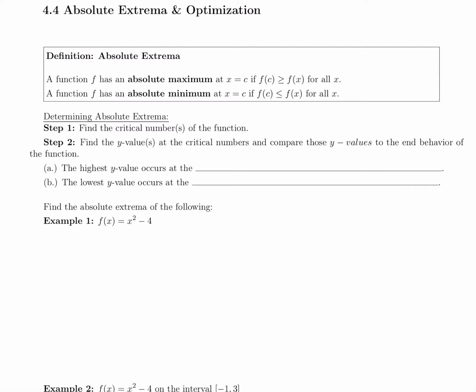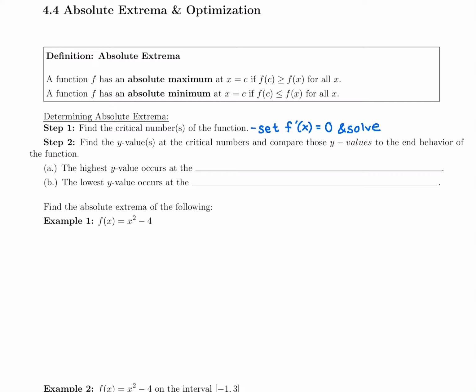The first step is the same. We're going to find critical numbers of the function. Remember, to find critical numbers, you're going to take that first derivative and set it equal to 0. So set f prime of x equal to 0 and solve. That's how we're going to find our critical numbers. But instead of always having to make a sign chart like we did for relative extrema, we're going to compare the y values of the critical numbers to the y values of the endpoints, or look at the end behavior if we're not given endpoints.